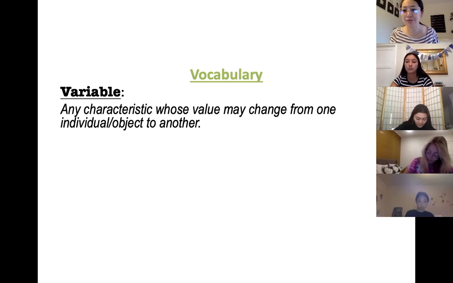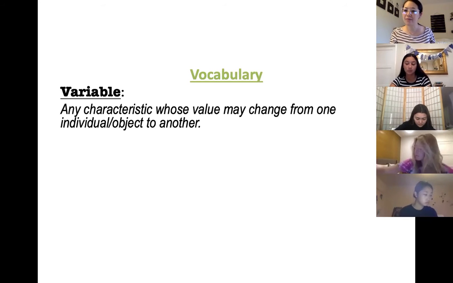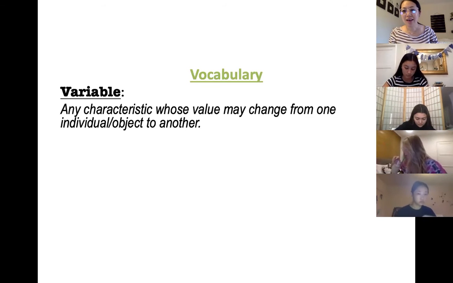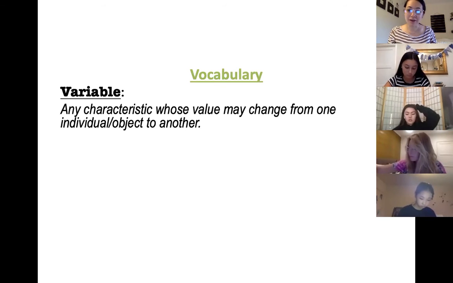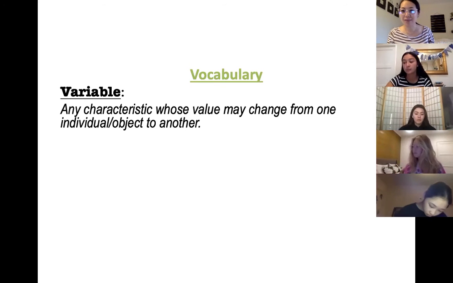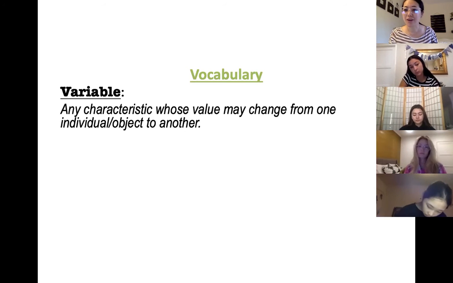A variable, since we're talking about all these variables, is just a characteristic whose value may change from one individual to another. Like we said before, everybody's a little different. So if I asked you your height, everybody would give me a different value. That's why it's called a variable. It changes depending on who you talk to.